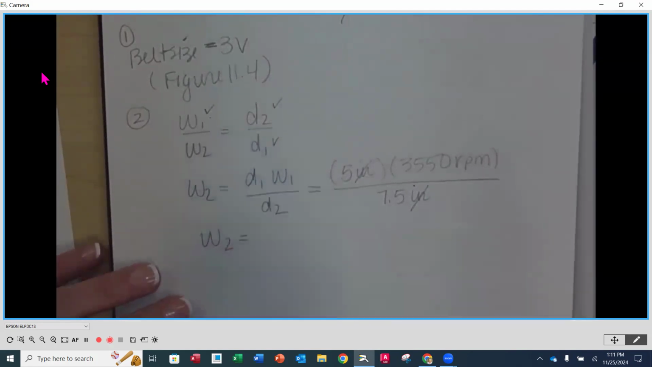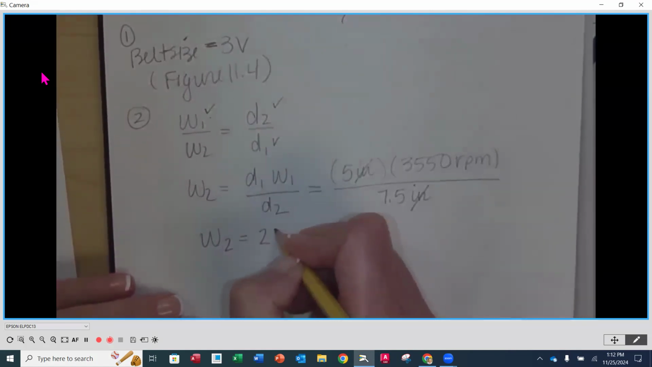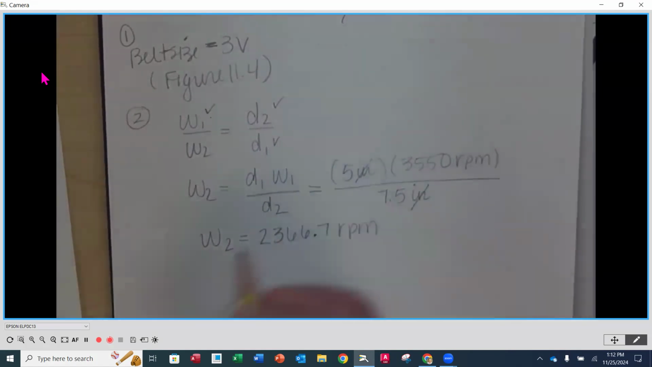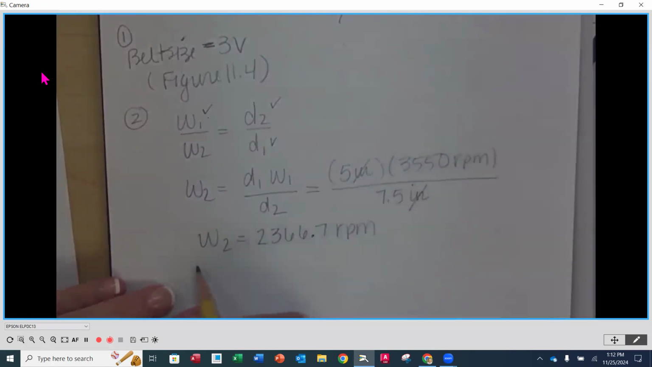So W2 is going to be equal to, what do you get for a value for W2? 2,366 RPM. Of course, we want to be precise. Did anybody else? Yep. Okay. It looks like Emily got that same value. Excellent. And remember, RPM, because that's what we did not cancel out. So we would put a box around this as our final answer. Okay.